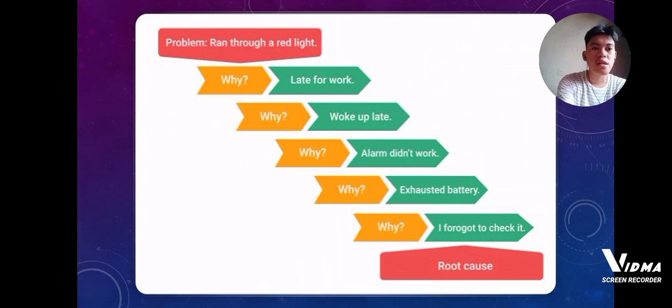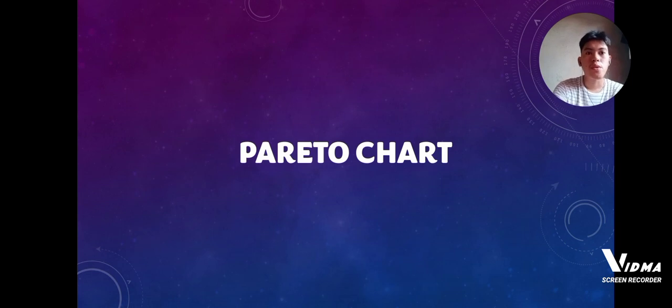Exhausted battery. Why did it have an exhausted battery? He forgot to check it. So that's the main reason why he ran through a red light. So the root cause here is that he forgot to check the battery of his alarm. So let's continue to the Pareto chart.